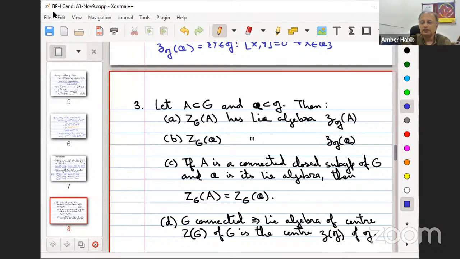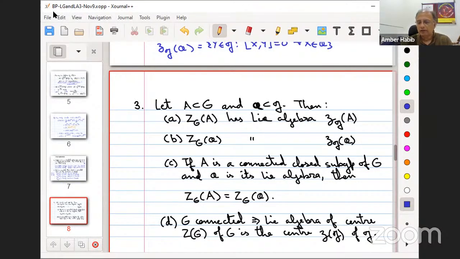And finally, let's take a special case of C. Suppose my entire group G was connected, then I could take A equal to G in the third item. And it would give me that the center of G, when I take its Lie algebra, I get the center of the Lie algebra. Center of the Lie algebra means those elements of the Lie algebra whose bracket with anything is 0.